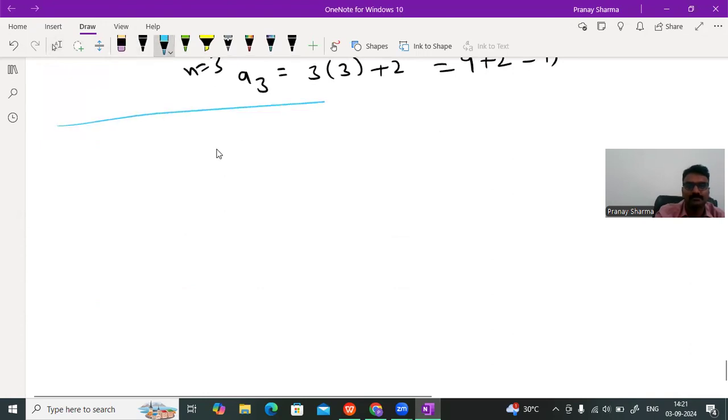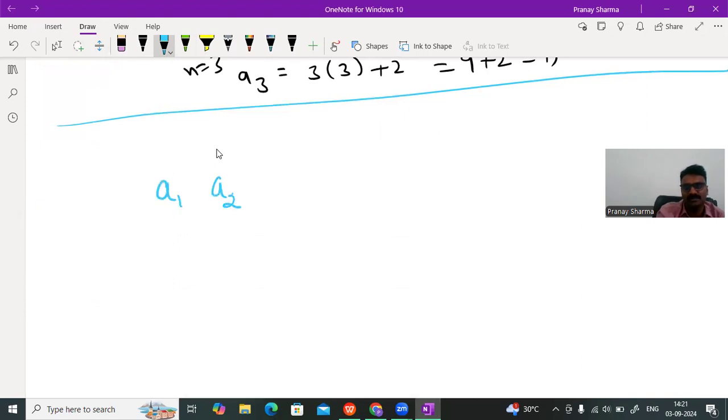We'll be doing this with blue. Okay. A1 is the first term. A2 is the second term. A3 is the third term and A4 is the fourth term, and it goes till AN. All right.